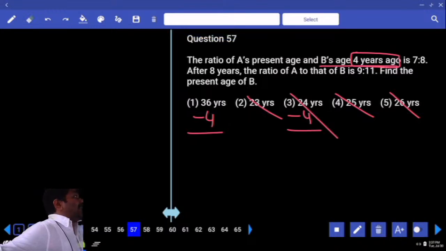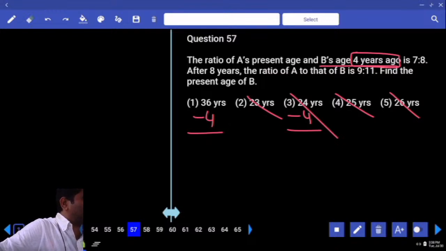Otherwise, you take the second condition into the picture. Second condition, after 8 years, it should be 11 multiple. Right? First option plus 8. Is it 11 multiple? Third option plus 8. Is it 11 multiple? Eliminated.